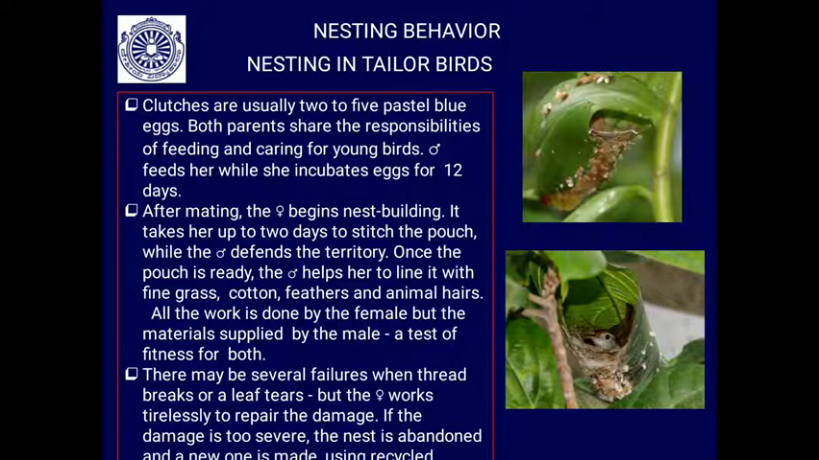There may be several failures. They cannot make a very good nest on the first attempt. There may be failures when a thread breaks or a leaf tears. All these will happen, but the female works tirelessly to repair the damage. If the damage is too severe, the nest is abandoned and a new one is made using recycled materials to save energy.